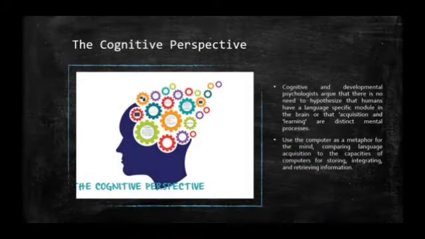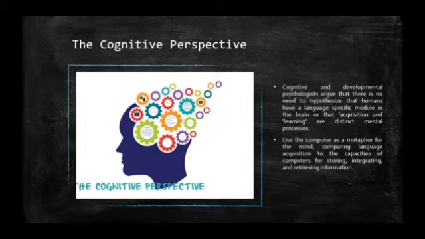The cognitive perspective for learning emphasizes the importance of cognition for human development and behavior. There are two elements of the cognitive perspective: behaviorism, which is basically influenced by external events, and the cognitive view, which is an extension of understanding already acquired. The cognitive and developmental psychologists argue that there is no need to hypothesize that humans have a language-specific model in the brain, or that acquisition and learning are distinct mental processes.